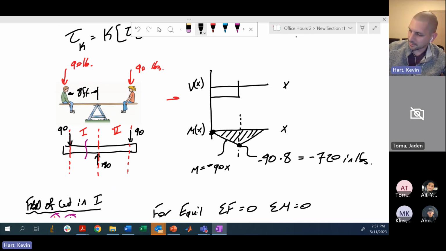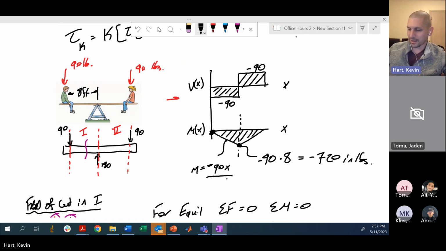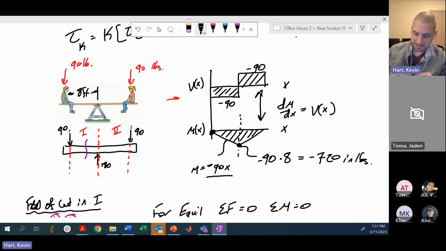We're going to confuse Kyle now. Sorry. So this would be negative 90, negative 90. And that is the slope of this region, negative 90x. So these guys are related by a derivative, right? So dM/dx is equal to negative, sorry, positive V. Hopefully that's clear. Maybe you talked about that in statics, maybe you didn't. We are going to talk about that a lot next week. So if it's not clear now, it will be clear next week.